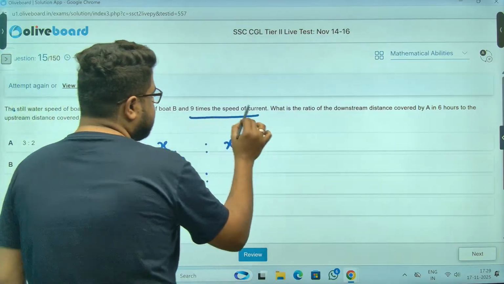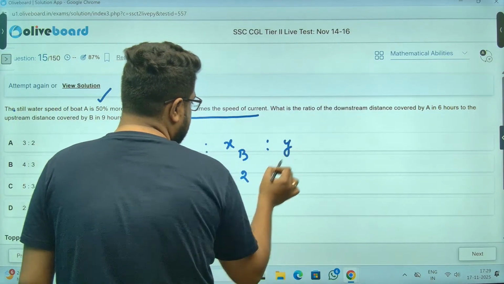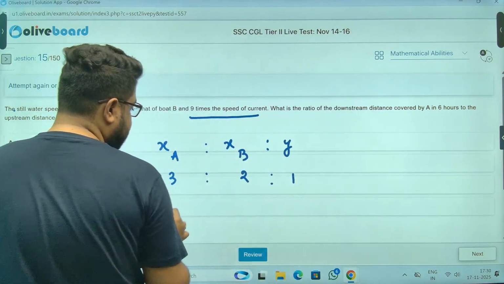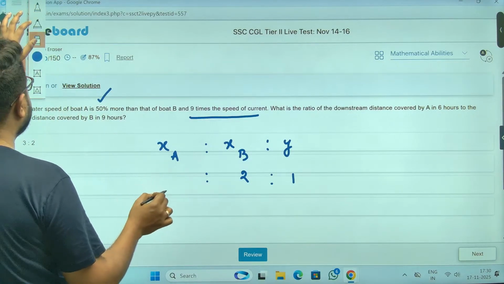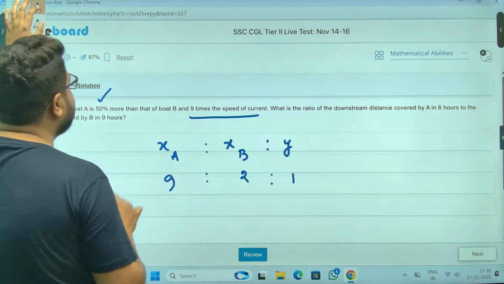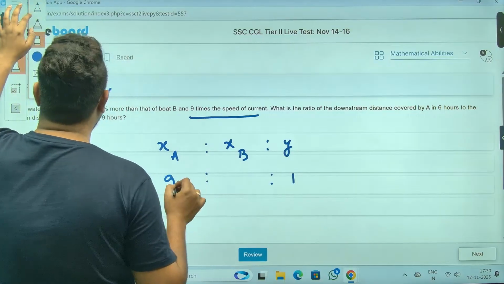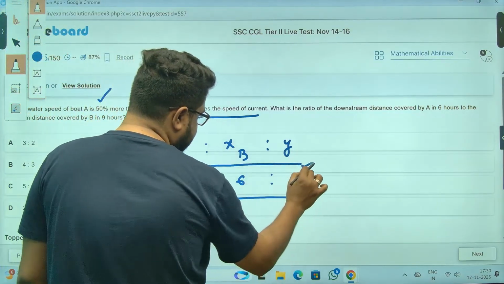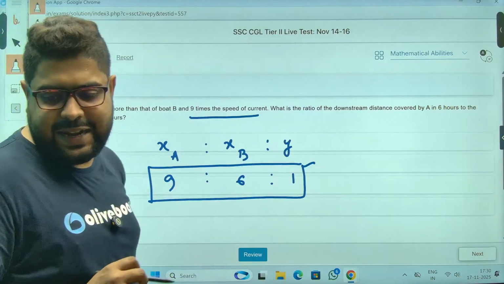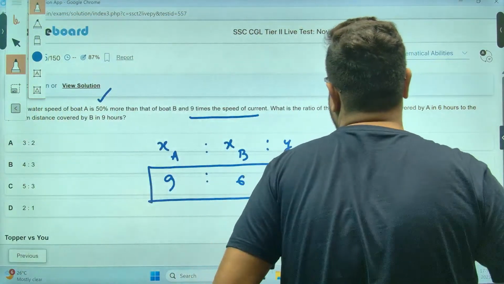And 9 times the speed of the current. Acha, sir. So if this is 1, sir, then this is 9. If this is 9, that means I am multiplying this by 3. So I need to multiply the same with 3 as well. So this is XA, XB and Y. Now I can do literally anything.